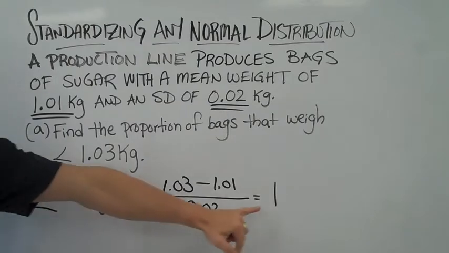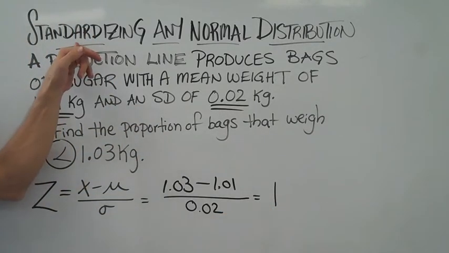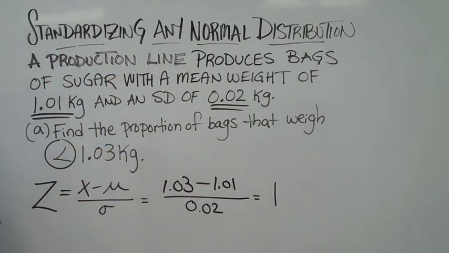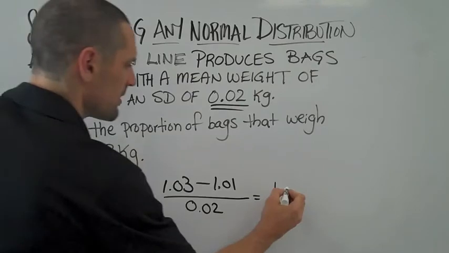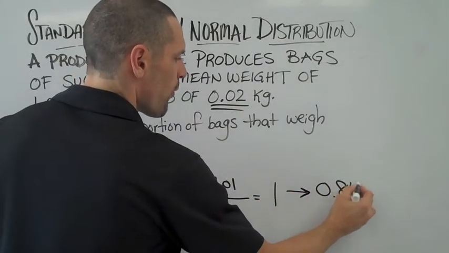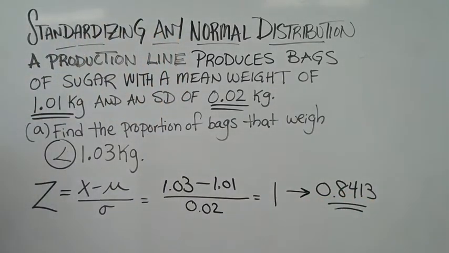So now I can go to my chart and look. I'm looking for less than 1 on my chart, because now I've put it into standard. I've standardized it to a standard normal distribution, and on my chart, if you convert this to a z-value, you get 0.8413. This is your z-value. The proportion less than 1 is 0.8413, or about 84%.